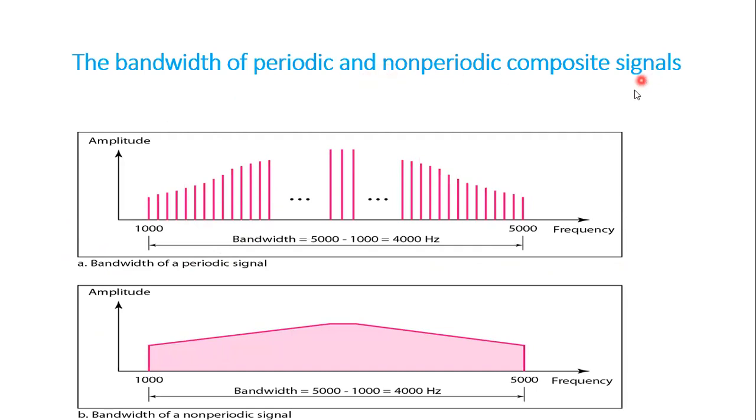So the bandwidth of a periodic and a non-periodic composite signal. For the periodic one, 1000, 1001, like that, and so on, ending with 5000. Therefore, this is the bandwidth. So the highest frequency 5000 minus the lowest frequency, here 1000, which is equivalent to 4000 hertz. Then non-periodic. Okay. So from 1000, this one is a continuous one. So bandwidth equals 5000 minus 1000 equals 4000 hertz.